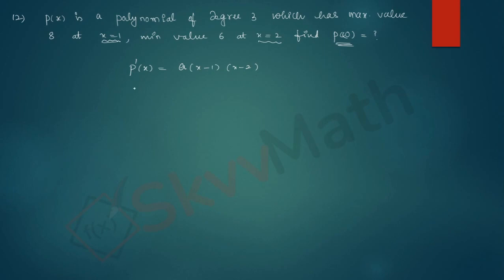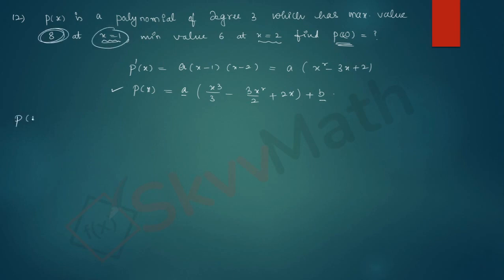So integration of p dash x is p of x. First of all we simplify: x square minus 3x plus 2. Now integration is easy. So p of x is a into x cube by 3 minus 3x square by 2 plus 2x. Whenever you do the integration, you have to introduce an arbitrary constant, plus b. Now we got the polynomial p of x, but the problem is we don't know the values of a comma b. But here you know at x equals 1, p of x value is 8. So p of 1 is equal to 8. And one more, at x equals 2, function value is 6. So p of 2 is equal to 6. You can use these two conditions to get the values of a comma b.